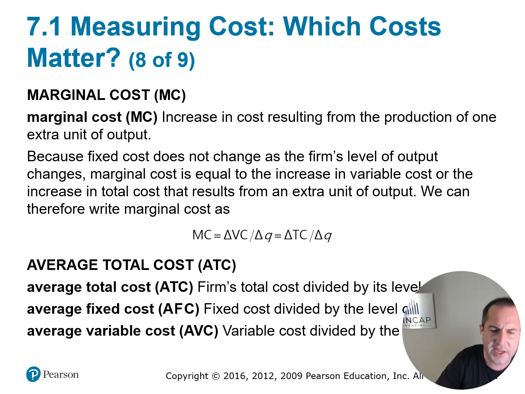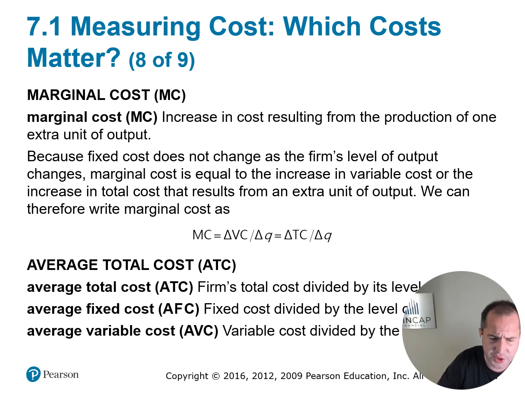Marginal cost, that's the increase in costs resulting from the production of one more extra unit. Because fixed cost does not change as the firm's level of output changes, marginal cost is equal to the increase in variable cost, or the increase in total cost that results from one extra unit of output. And it says marginal cost is really a change in variable cost over change in quantity.